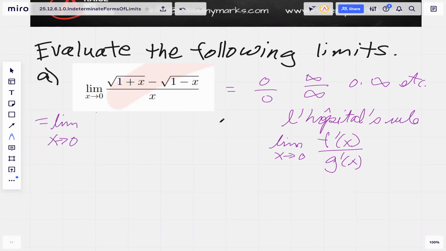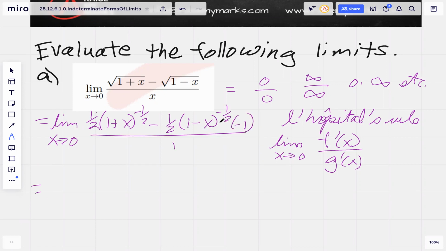All right, so let's take the derivative of the numerator. So that's a half of 1 plus x raised to the negative half minus a half times 1 minus x raised to the negative half multiplied by negative 1, all over 1. Okay, so let's see what happens here. Sometimes using L'Hopital's rule is not the best way, but sometimes it is. Sometimes other techniques can be used. All right, so our two negatives, our minus 1 and our minus sign, give us a positive.